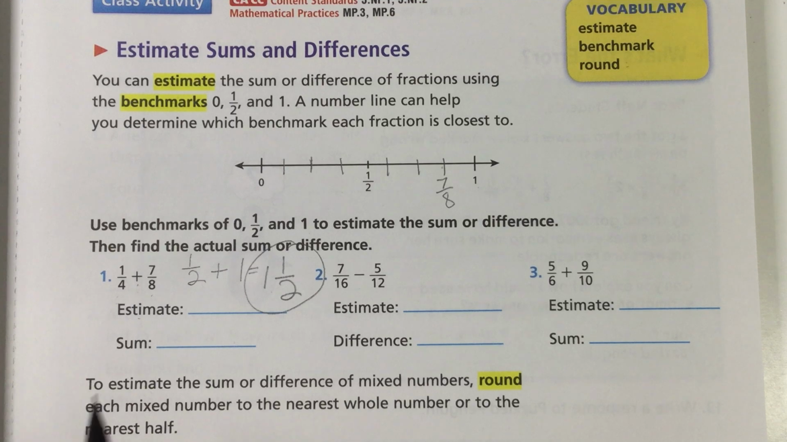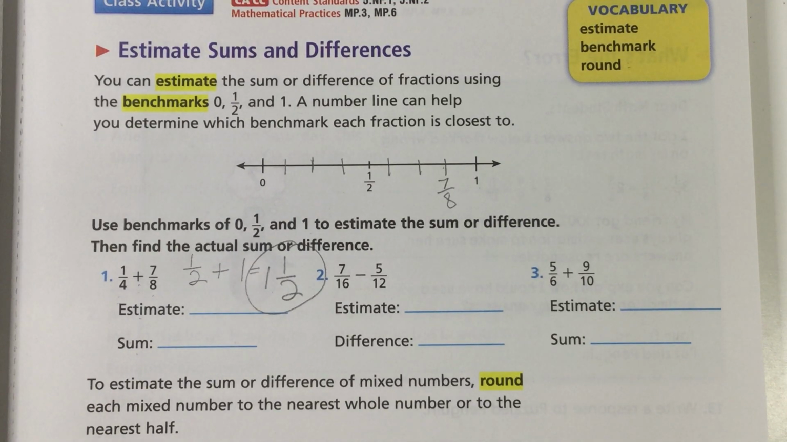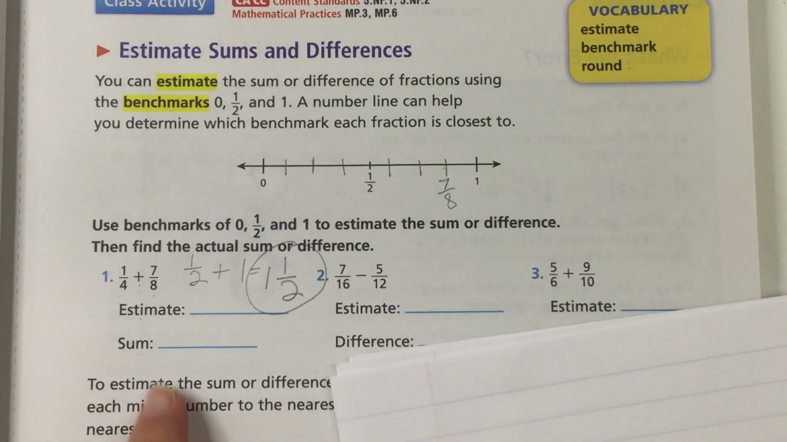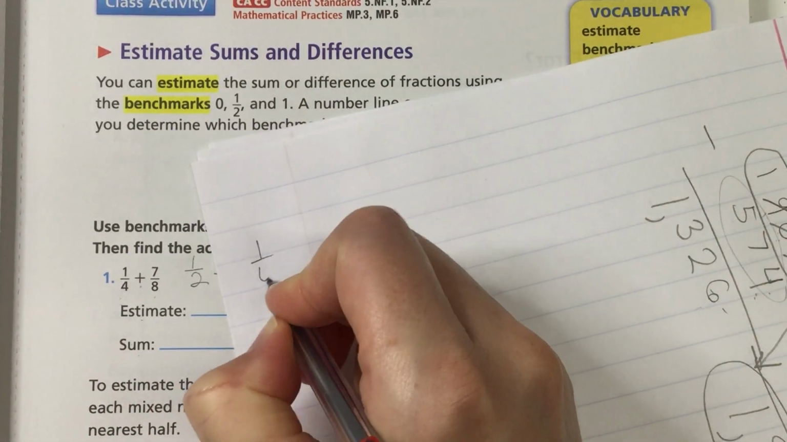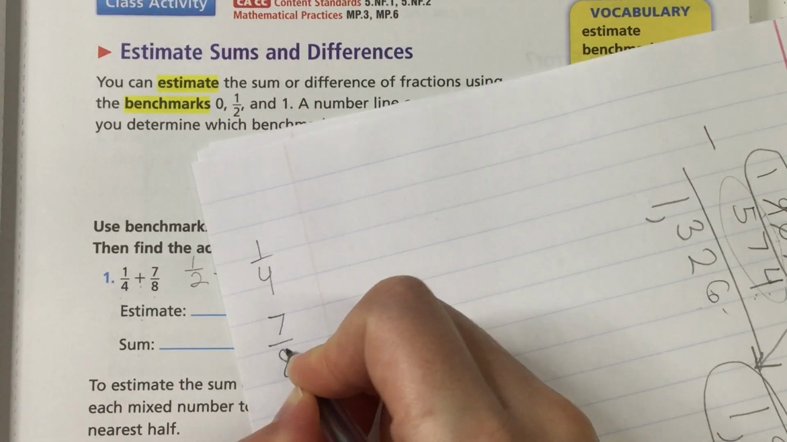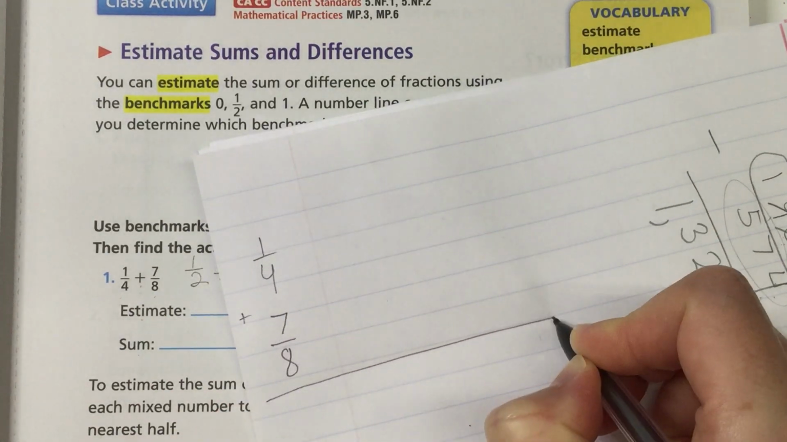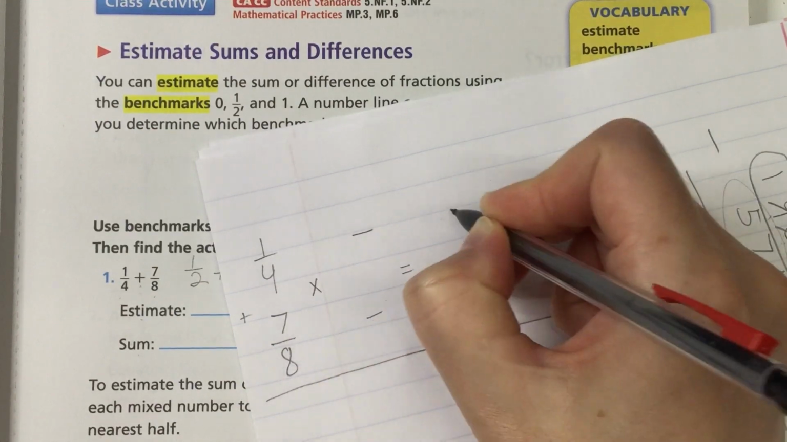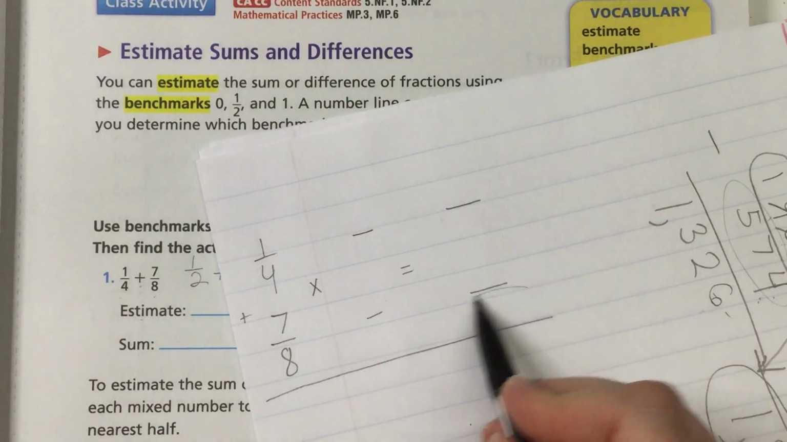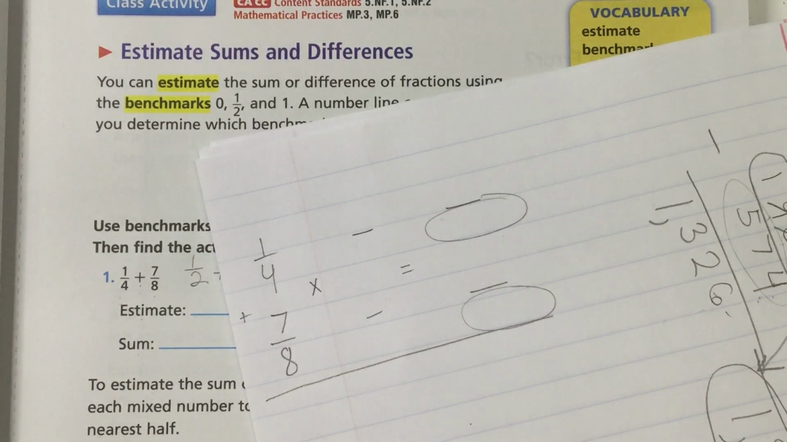But of course, I have to find the exact answer as well here. And this is where some scrap paper will be handy because you're going to be thinking about how to set this problem up so that you have common denominators. So we're going to find the exact right answer. So I've got 1/4 plus 7/8. Remember that I set it up like this. I say multiplied by something equals something, and I'm looking for my common denominators there.